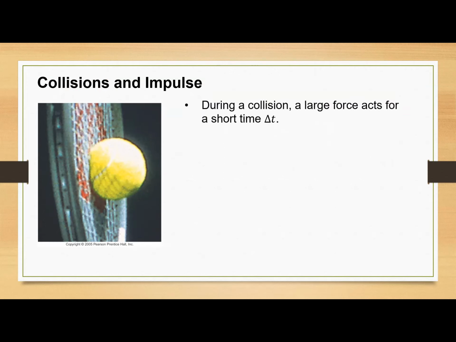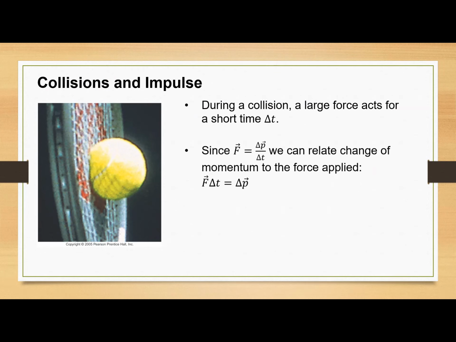During a collision, a large force acts for a short time delta T. So it's a very large force acting over a very short time interval. And since F is equal to delta P over delta T, which we've just seen, that's Newton's second law, we can relate the change of momentum to the force applied. So we can rewrite that equation as F delta T is equal to delta P.